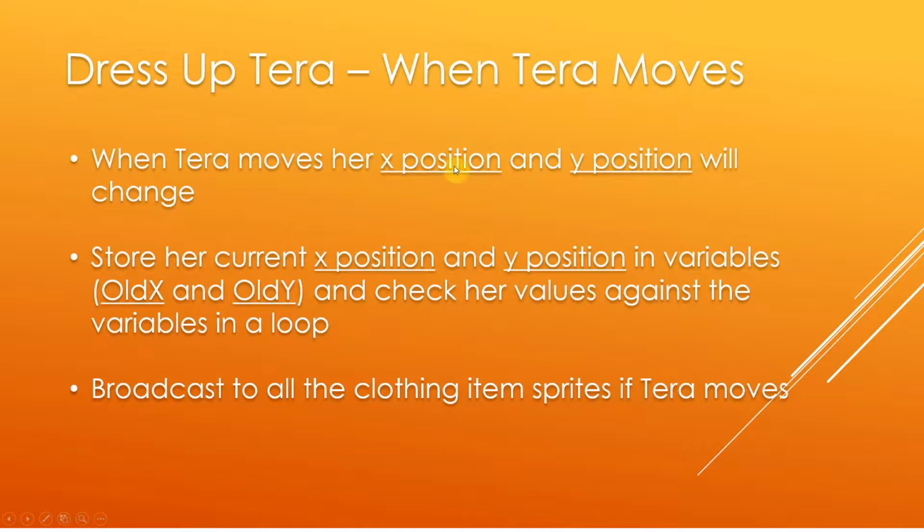Okay. When Tera moves, her X position and her Y position will change. Now see, I've underlined these. These are variables. Okay. The X position and Y position are system variables. They're variables that belong to Tera. So we won't go and create them. You'll see they're blue and not orange. But we will create an old X and an old Y orange variable. And the reason for that is the easiest way to figure out if something is moved is record where it is now and then check again in a little while and see if it's still in the same spot. If it's not in the same spot, then it's obviously moved. If it has moved, then we are going to broadcast to all the clothing items sprites that Tera has moved. This will make more sense when we see the code in a few minutes.